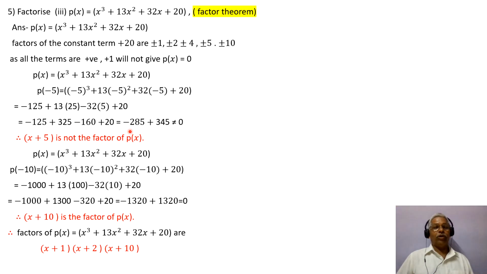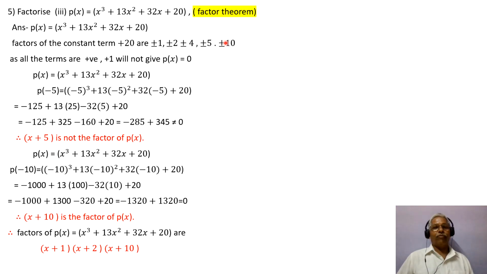So ultimately you get minus 285 plus 345, which is not equal to 0. We are not interested in the addition. We have to see only whether it is 0 or not. So it's not equal to 0, so x plus 5 is not a factor of p(x).